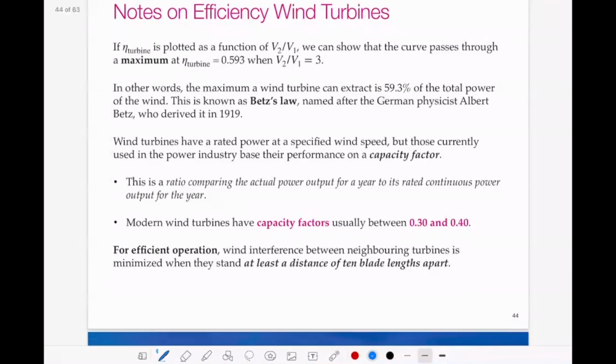So for efficient operation, wind interference between neighboring turbines also has to be maintained. So if you put the wind turbines too close, the interference is going to deter or take away from their efficiency, their capacity to generate energy. So we have to make sure that they stay at least about 10 blade lengths apart.